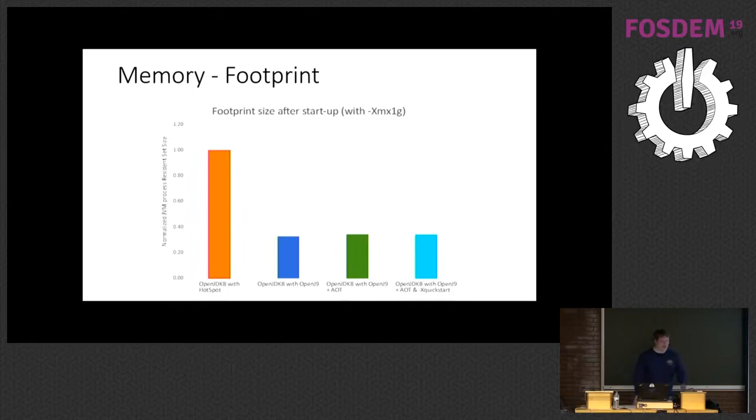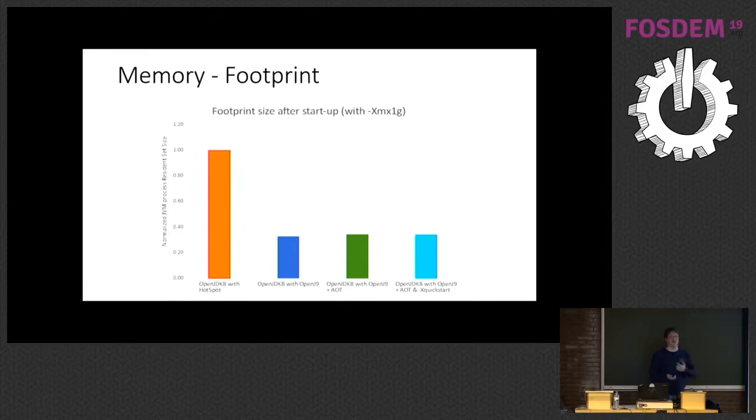And as you can see here on these charts, here are the footprint sizes. I don't know if you can read this at the back, but this says footprint size after startup with Xmx1G, which is the setting of the heap. Well, going into what the heap is in a bit more detail, it's a pretty heavy statement on how much memory the JVM is likely to use.